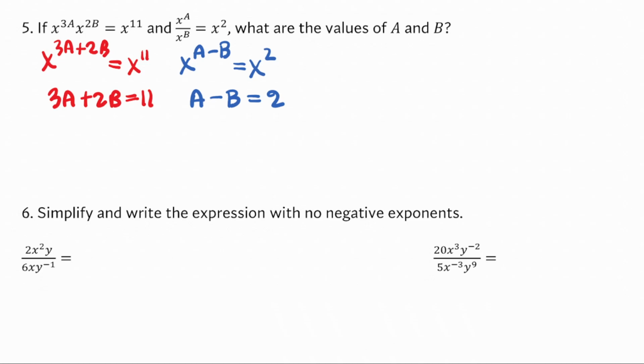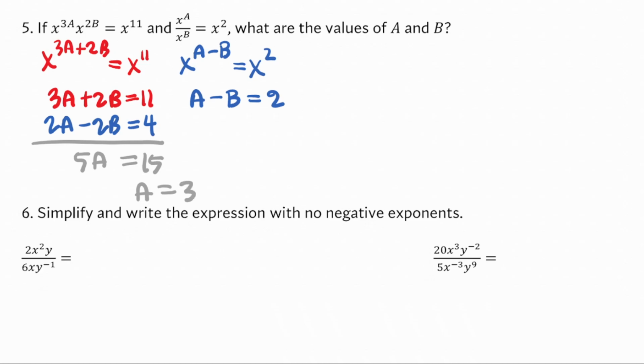Yeah, I'm thinking I'm going to take this equation right here in blue and multiply it by 2. I'll have 2a minus 2b equals 4. And I'll add those all together. I'll get 5a equaling 15, and that would tell me that a equals 3. And a minus b equals 2, so that would mean b equals 1.